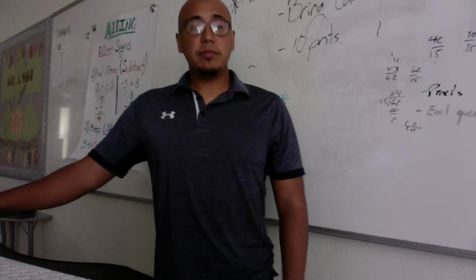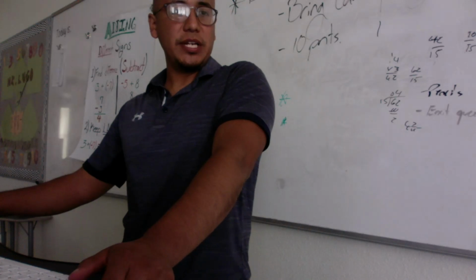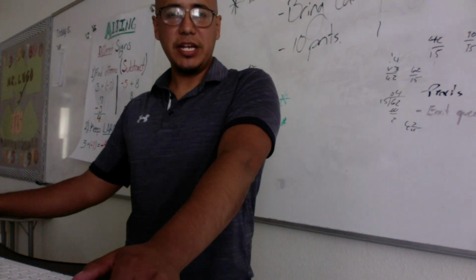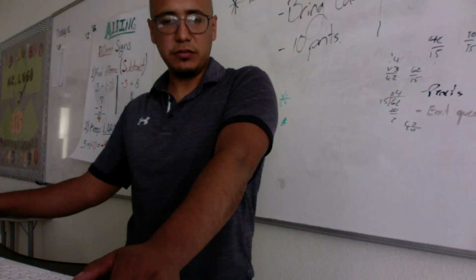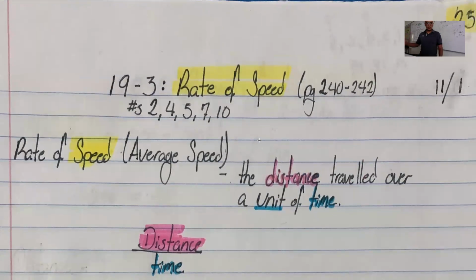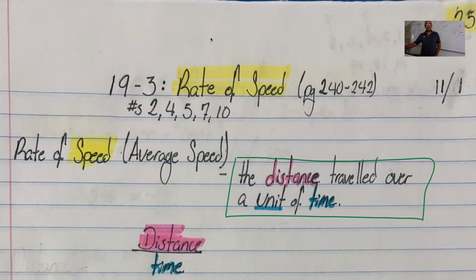Today, we are going to be going over lesson 19-3, rate of speed, which again is simply an application of ratios and everything that we've been doing thus far in this class. When we're talking about rate of speed, you need to understand that it is the same thing as average speed. So anytime you're reading a word problem, and they say rate of speed or average rate of speed, it is always referring to the distance traveled over a unit of time.